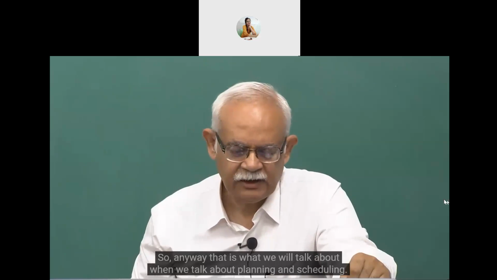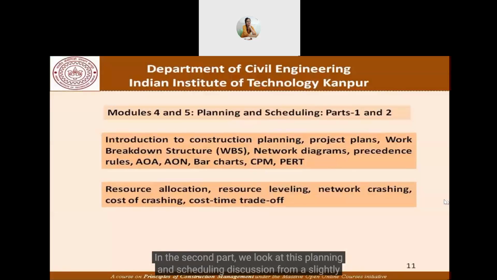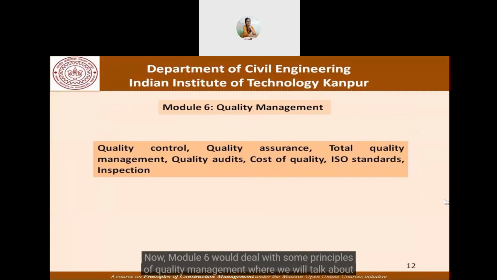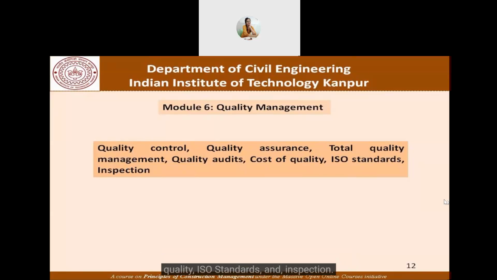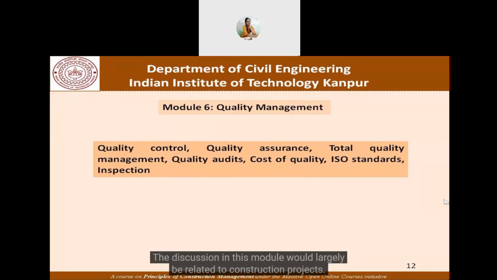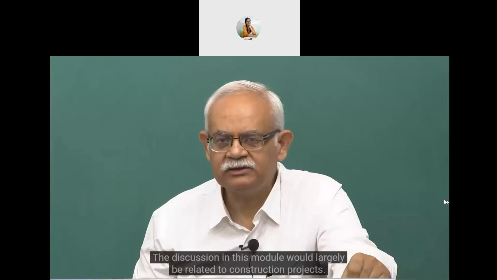In the second part, we'll look at this planning and scheduling discussion from a slightly different perspective and talk about resource allocation, resource leveling, network crashing, the cost of crashing, and the cost time trade-off. Now, module 6 would deal with some principles of quality management, where we'll talk about quality control, quality assurance, total quality management, quality audits, the cost of quality, ISO standards, and inspection. The discussion in this module would largely be related to construction projects.